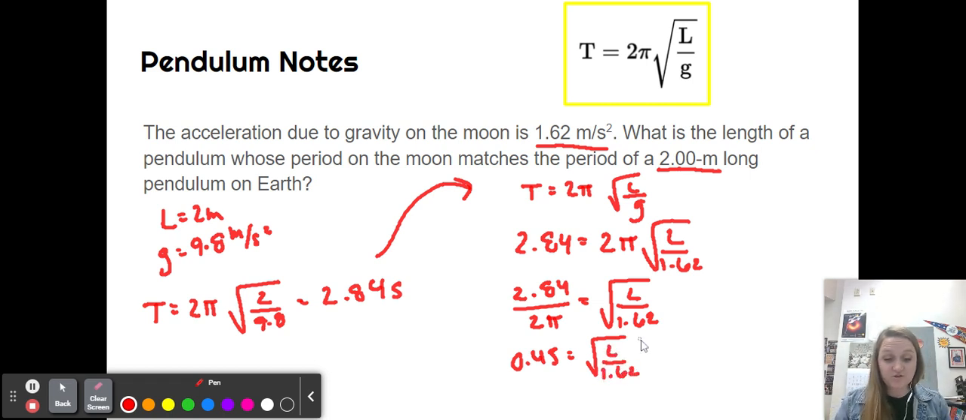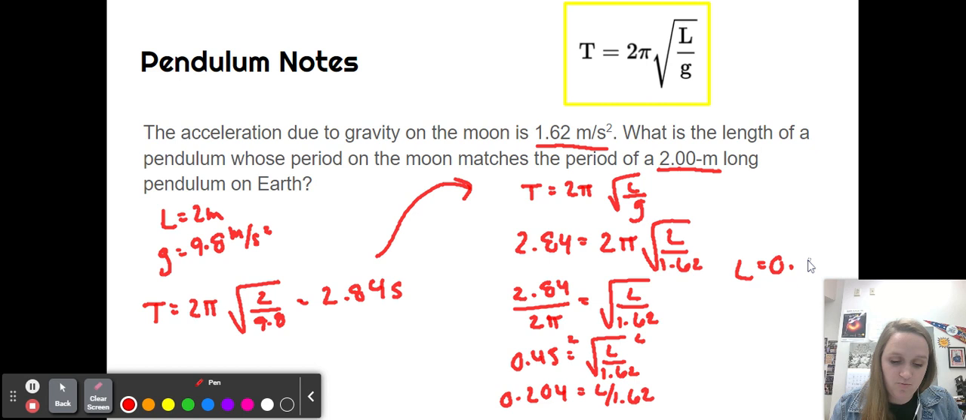You need to square both sides to undo that square root. Square, square. This gives you 0.204 equals L over 1.62. I'm running out of space. And then I'm going to multiply each side by 1.62. So my length is 0.33 meters. All right. Ask yourself, did you get it correct? Did you think it would have to be longer or shorter?